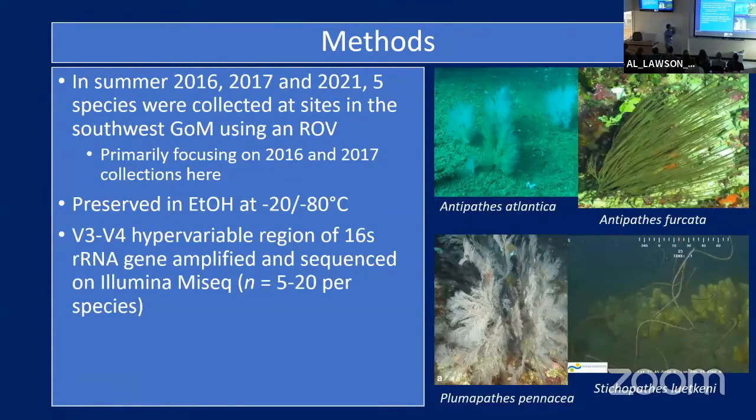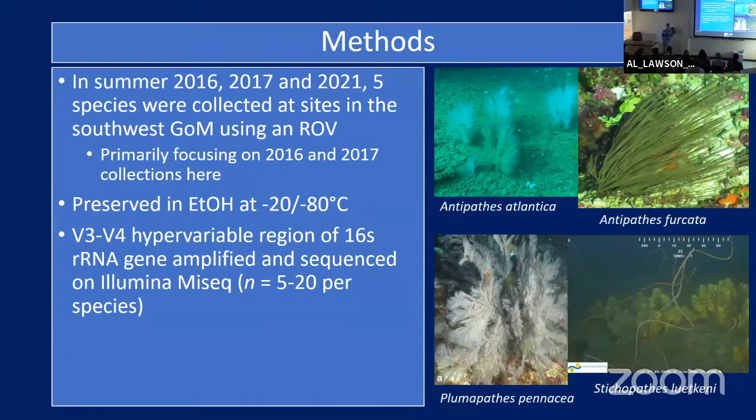So my methodology, in summer of 2016 and 2017, an ROV was used to collect 5 species of black coral on the South Texas banks or sites surrounding them. They were Antipathys atlantica, Antipathys fricata, Plumipathys panacea, Stichopathys leckeni, and not pictured Stichopathys occidentalis, but they look fairly similar to leckeni. There are some morphological differences.